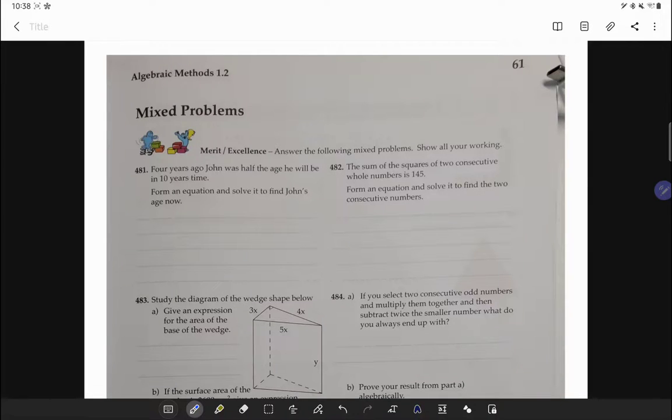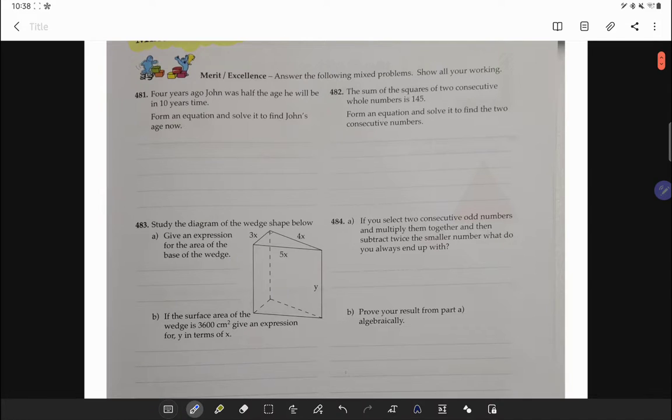All right, this is page 61 in the NuLake book. I'm going to do the part that is the mixed problem part for the algebra. So here we go.